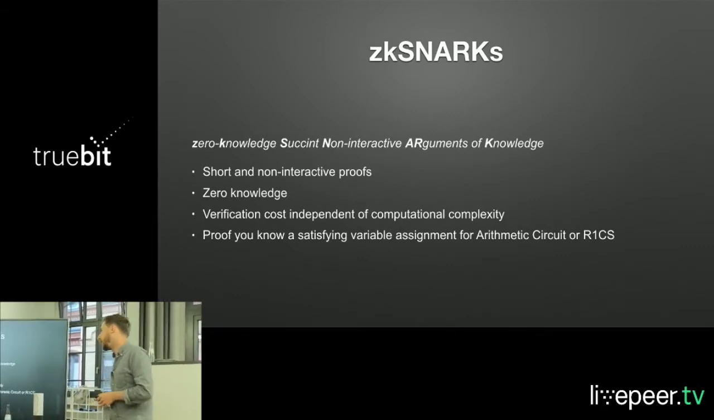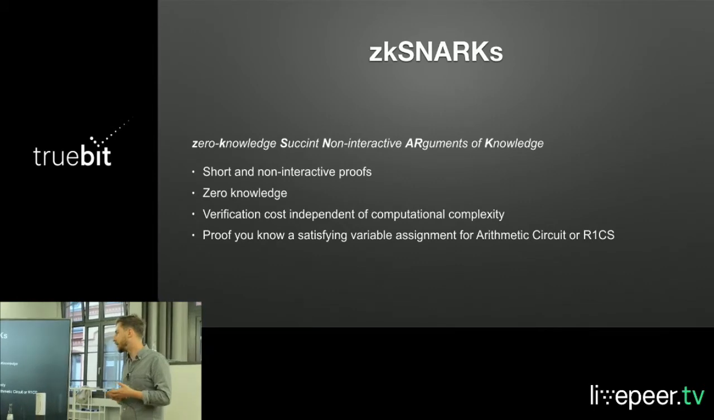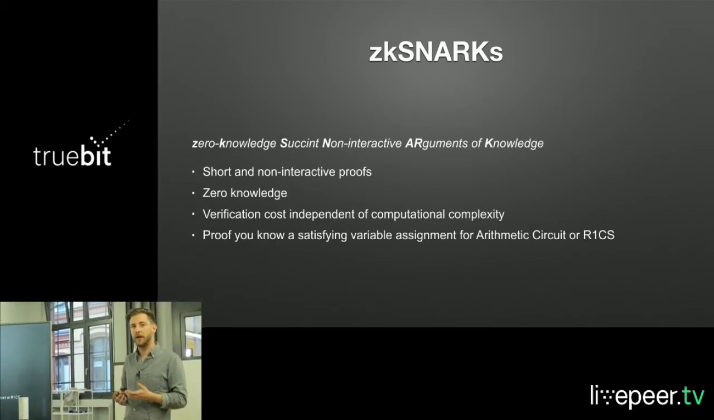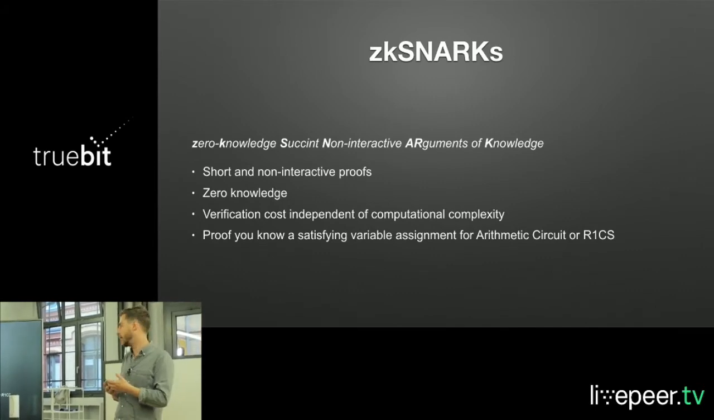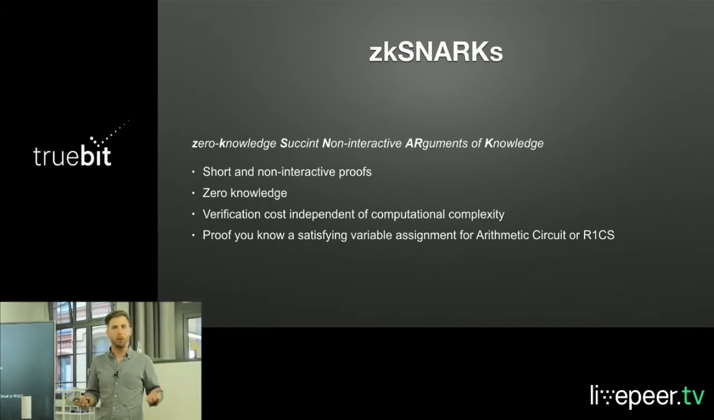Okay, and the abstraction the proofs work on is that you can show that you know a satisfying variable assignment for either an arithmetic circuit or for a rank 1 constraint system. Now, what does that mean?